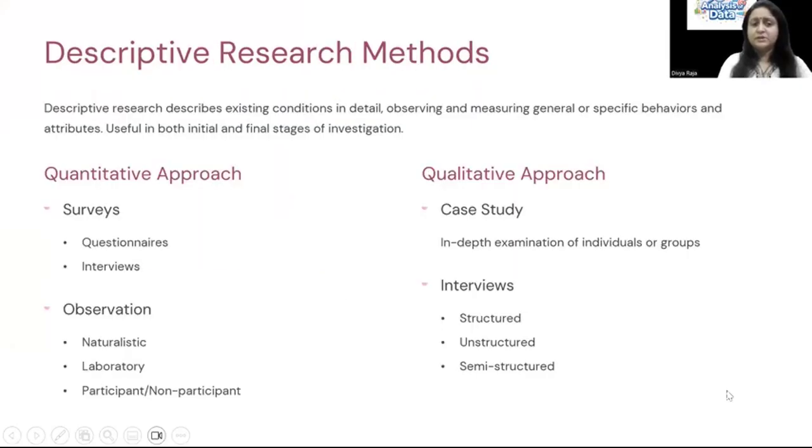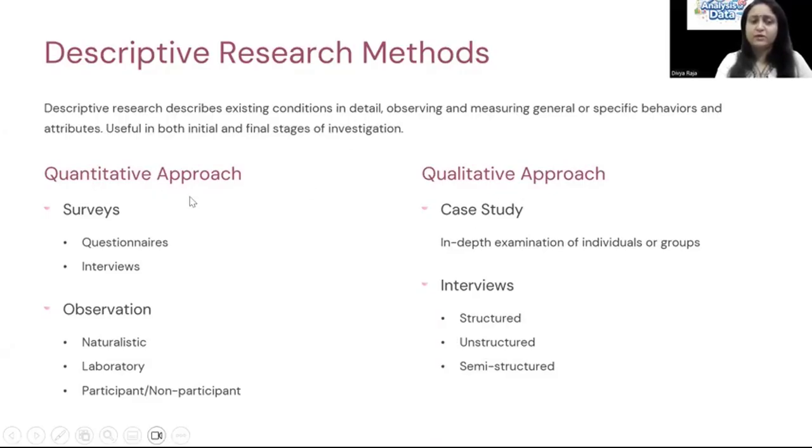Now coming to descriptive research method, here we describe the existing conditions in detail. We observe and measure some particular behaviors which we have thought about or decided earlier before we start the research. It is useful both in the initial and final stages of the investigation or research. So here we use both quantitative approach and qualitative approach.